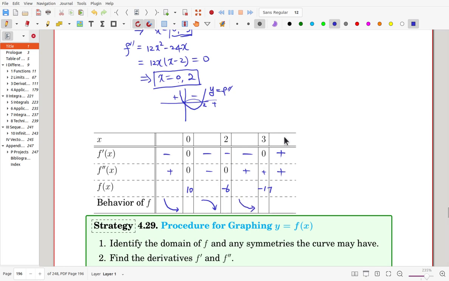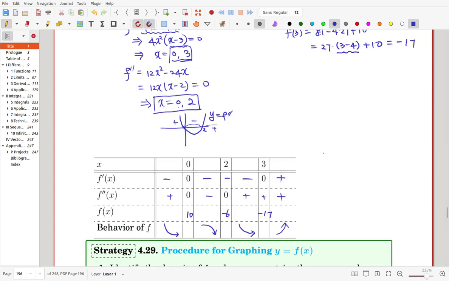Right? Now here, that is positive, going up but concave up. So that is up and concave up like that. Now these are the concavity and behavior of f. So from this, now you can make the graph very nicely.